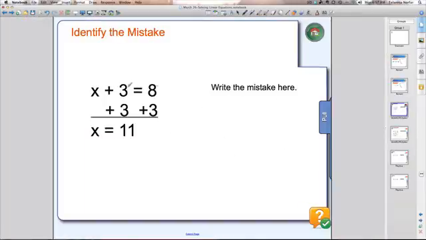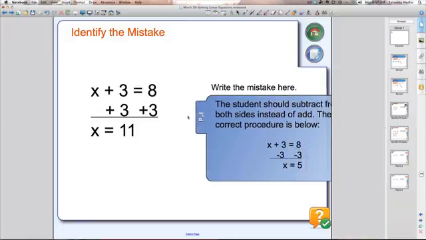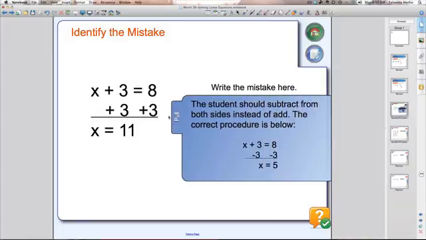Here is a problem that a student solved. On the notebook file, write where they went wrong. Unpause the video when you're done and we'll reveal the answer. Okay? You're right if you said the student should subtract from both sides instead of add it. Here's the correct procedure.